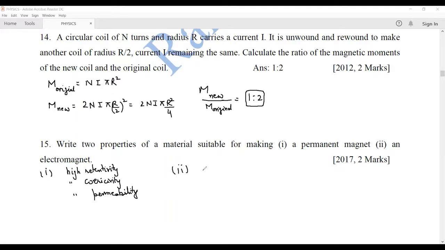Whereas for making an electromagnet, it should have low retentivity, low coercivity, and high permeability. So these should be the characteristics of the material for choosing an electromagnet: low retentivity, low coercivity, and high permeability.